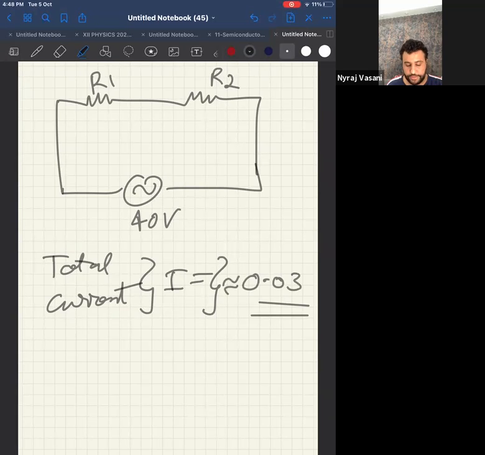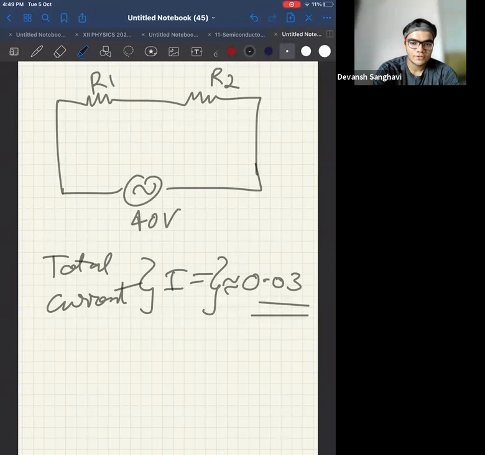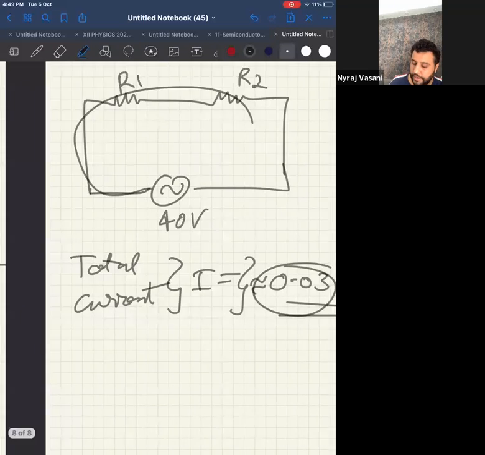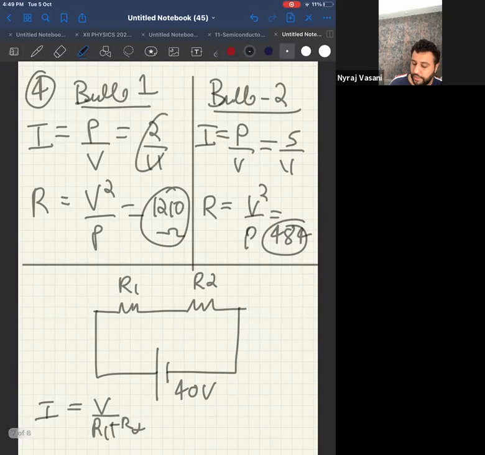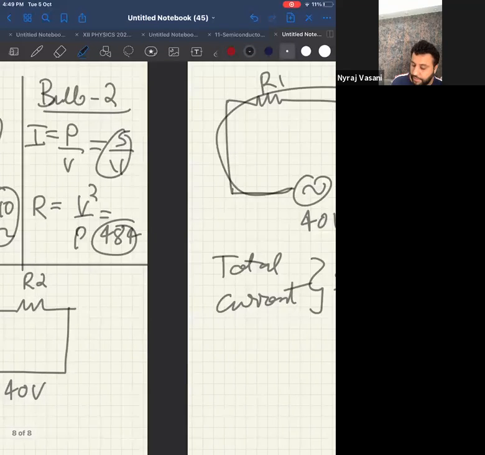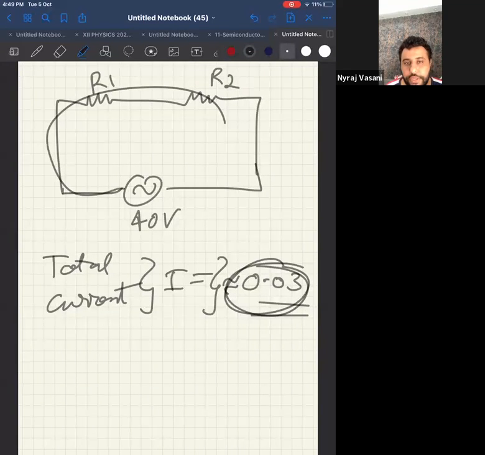Check whether you're getting this answer. Are you getting 0.03 approx? All of you? Yes. Now, the total current in this circuit is 0.03 ampere. But what is the current needed over here? 2 by 11 for the bulb. Can I say this bulb will need 5 by 11? This bulb will need 2 by 11. But my current in the circuit is only 0.03.